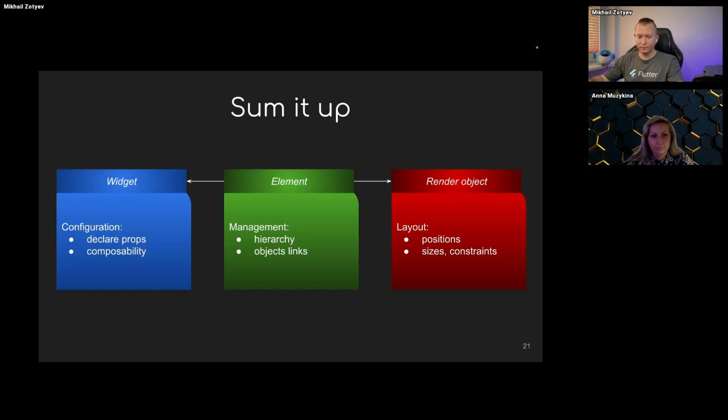those rules. So to sum it up, those responsibilities which we discussed are spread between those three objects. The widget is for declaration and describing what to show, the element is for actually managing structure, and for layout, sizes and so on, it's the render object. But when we talk about those three things, quite often they are mentioned like a tree: widget tree, element tree, and render object tree.